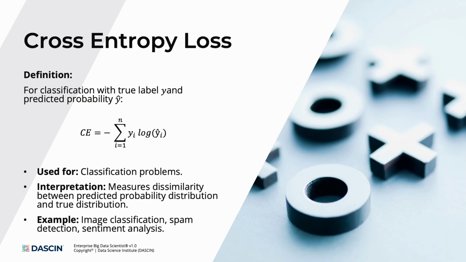Cross entropy loss is the go-to function for classification problems. It measures the difference between the predicted probability distribution and the true distribution of classes. In simple terms, it penalizes the model when it assigns low probability to the correct class, or worse, when it is confidently wrong. This makes it especially powerful for tasks like image classification or spam detection.